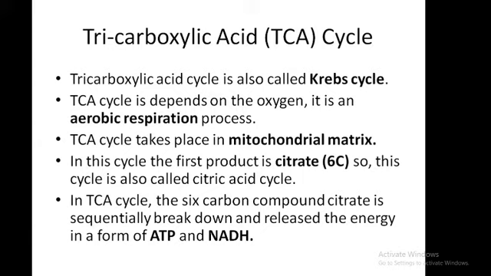In this cycle, the first product is citrate, a 6 carbon compound. So this cycle is also called the citric acid cycle. In the TCA cycle, the 6 carbon compound citrate is sequentially broken down and releases energy in the form of ATP and NADH.